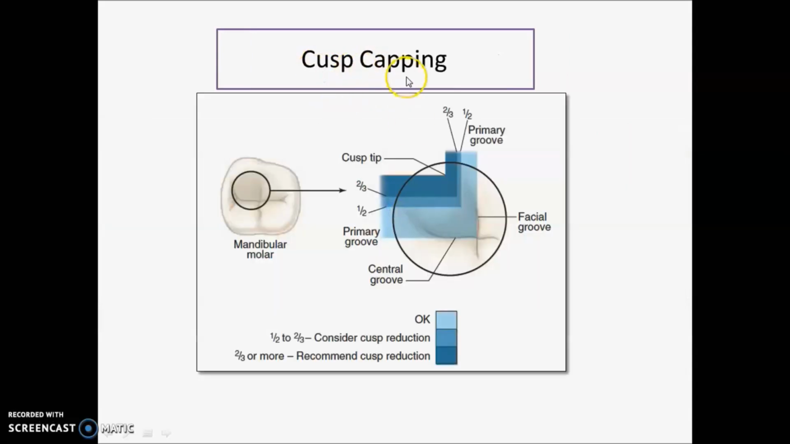Now let's talk about cusp capping. Everybody knows the rules, but when they come to the image based question, often they tend to make mistakes. So we have to calculate the distance between the primary groove and cusp tip. If it is half, no need of cusp capping. If it is around 2/3, you can consider cusp capping, but if it is more than 2/3, cusp capping is mandatory. So this is your half distance, aspirant, this is your 2/3, and this is your more than 2/3. If it is more than 2/3, go for the cusp capping.